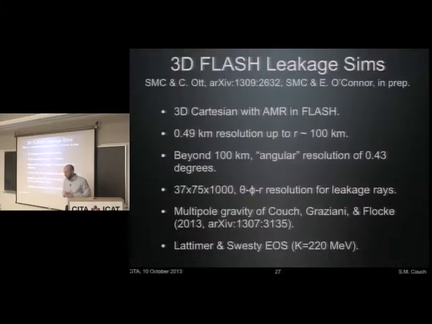And the parameters of our simulation: we ran a new set of simulations in 2D and 3D with different progenitors to look at this question again. We used higher resolution than I did before. This is pretty much the highest resolution of these types of parameter studies that have been done, I think. 3D Cartesian, less than half a kilometer resolution covering the neutron star and all the way out to 100 kilometers in radius. Beyond that, using the AMR, we decrease the refinement level so that you get an effective angular resolution of less than half a degree. So fairly high resolution compared to some of the other 3D work that's been done. And we use this many leakage rays for our ray-by-ray calculation.